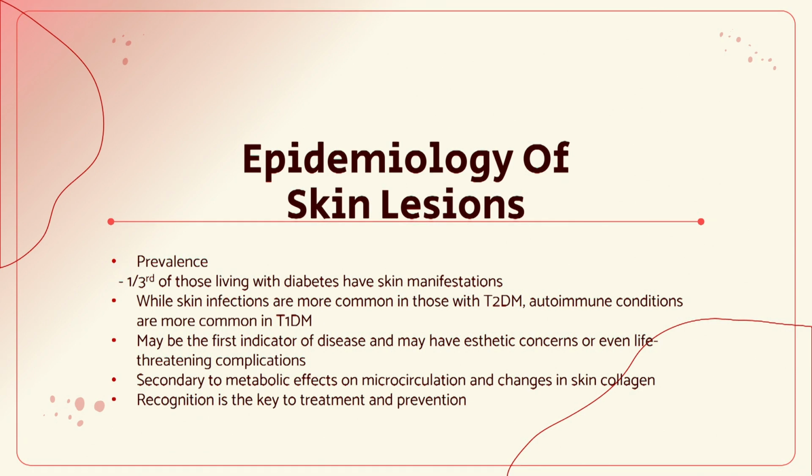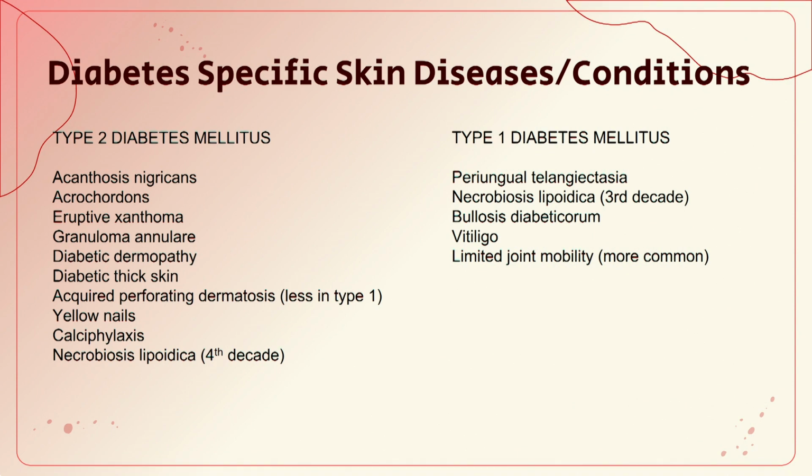More often, infections are seen with type 2 diabetes, and then autoimmune conditions with type 1 diabetes, as you can imagine. In fact, these skin manifestations or conditions that develop may be the first indicator of disease, and besides aesthetic concerns, actually we need to be concerned about the inner complication that it's indicating. And it may be secondary to metabolic effects on microcirculation as well as the skin collagen. These are the key defects that we see in most of the skin conditions associated with diabetes. So the key is to recognize them and then prevent them, of course manage them well.